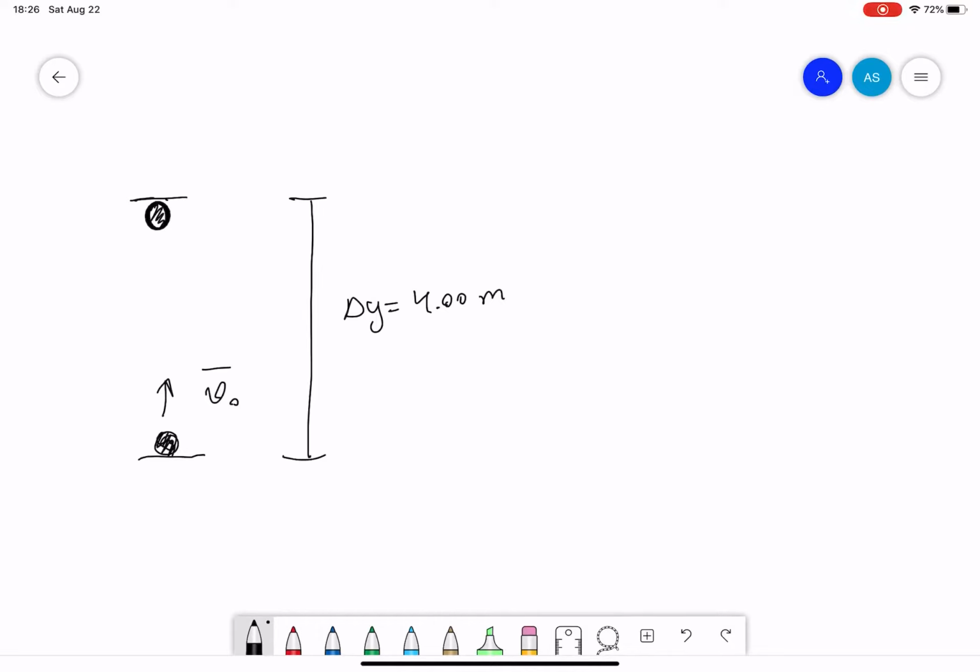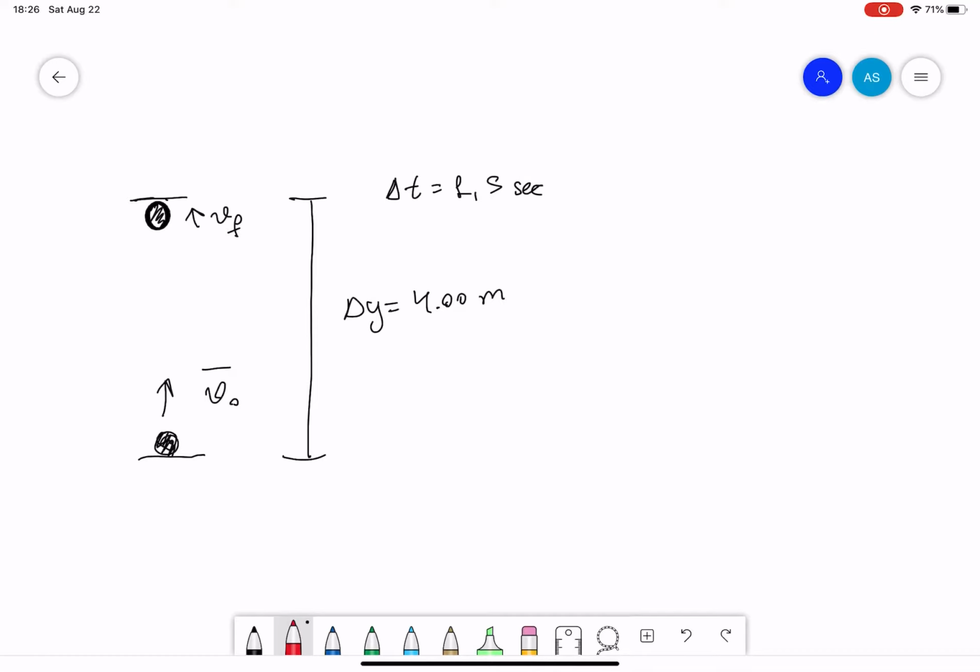So that means here we will have v final, right? She catches the key after delta t, which is 1.5 seconds. So let's find the initial velocity and what the final velocity was just before she caught the key.